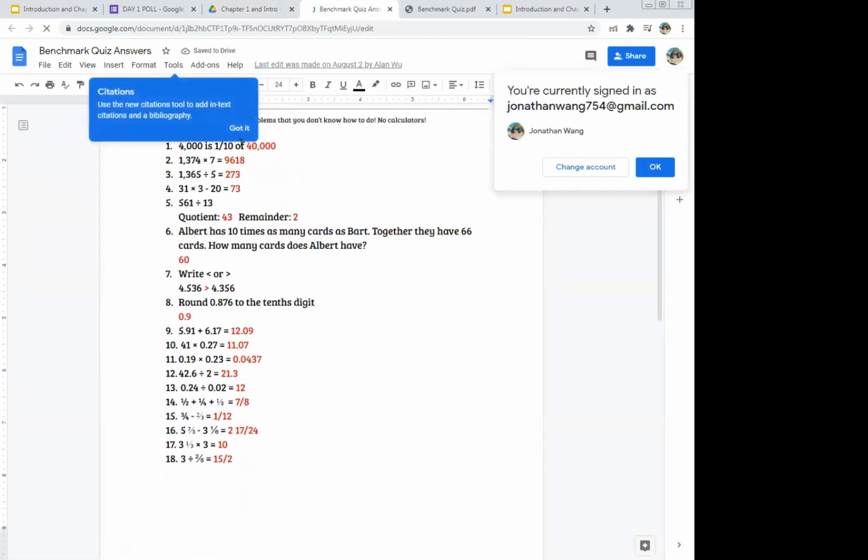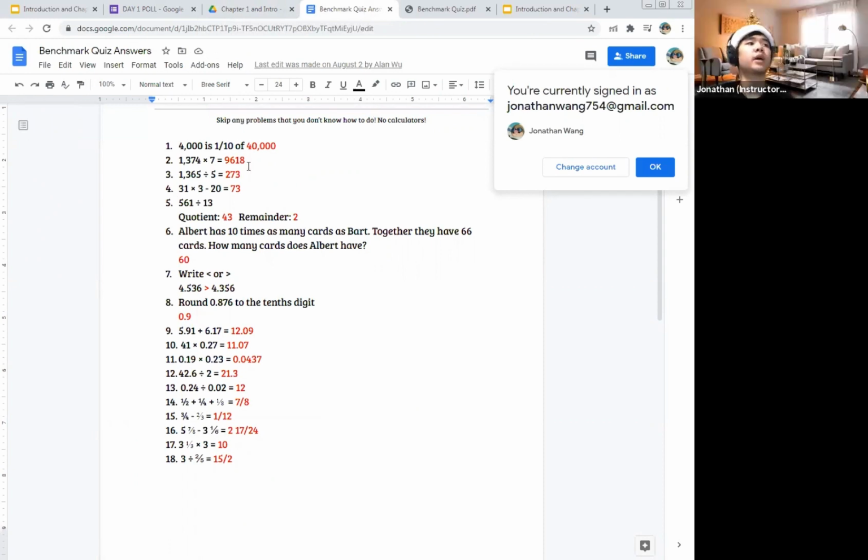The answers to the first question: number 1 is 40,000. Number 2 is 9,618. 3 is 273. 4 is 73. 5 is 43, remainder 2. 6 is 60. 7 is greater than. 8 is 0.9. 9 is 12.09. 10 is 11.07. 11 is 0.0437. 12 is 21.3. 13 is 12. 14 is 7/8. 15 is 1/12. 16 is 2 and 17/24. 17 is 8. Sorry, 18 is 15.2, or 15/2.